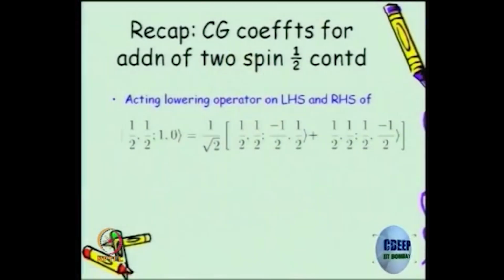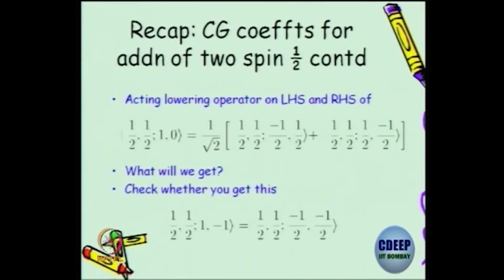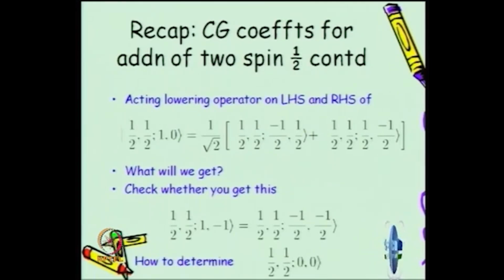Then we also went on to say there is one more state which we have to worry about, this 1 minus 1. Again you can get it by the lowering operation. You can get this and you can show that it is exactly equal to this with coefficient 1. And to determine the coupled state with total angular momentum 0 and magnetic quantum number 0, how do we do that? This state has to be orthogonal to this state, and using that you can fix the coefficient with a relative sign, and that is what we did.